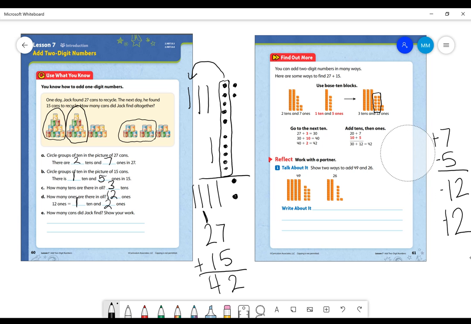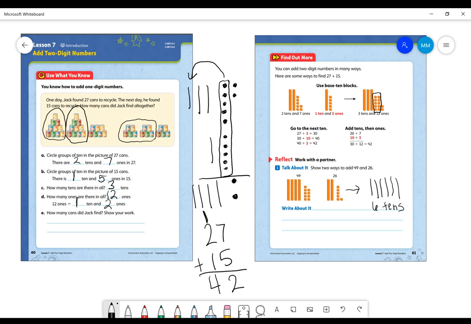Okay, we have one more problem. It says, show 2 ways to add 49 plus 26. So they already gave us our base 10 blocks. So one way we could add it is to put all of our tens and ones together. So in 49, how many tens do we have? How many 10 rods do we have? We have 4 tens, okay? And in 26, how many 10 rods do we have? We have 2. So far, I have 4 tens and 2 tens, so that makes 6 tens.